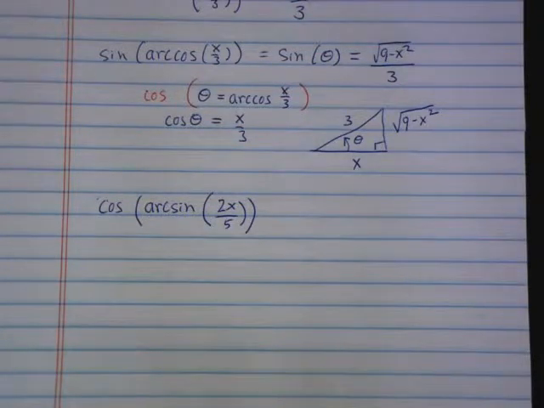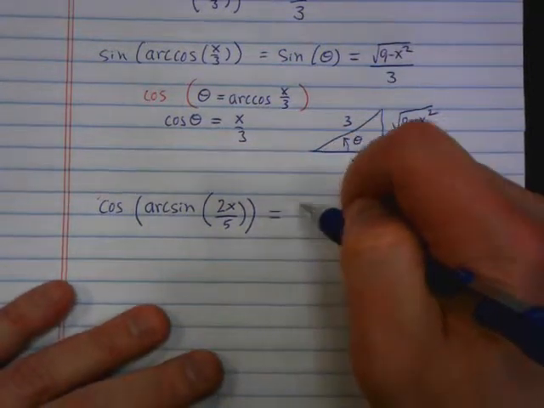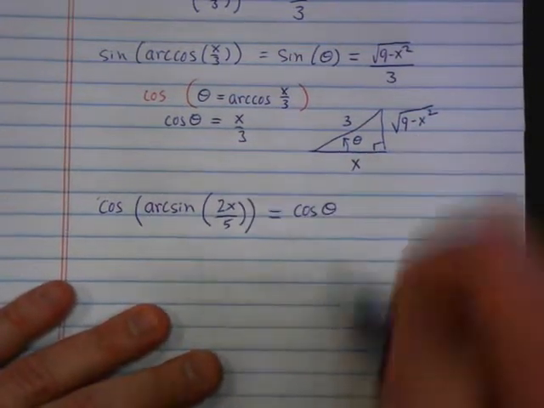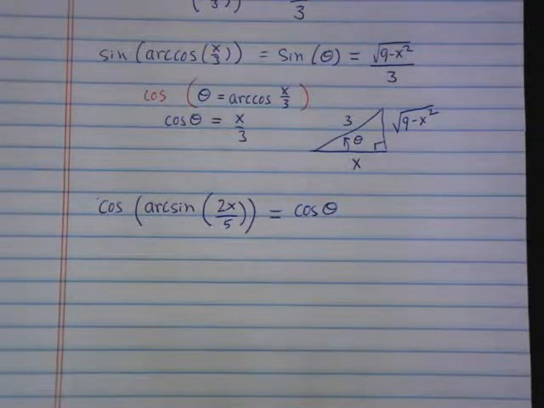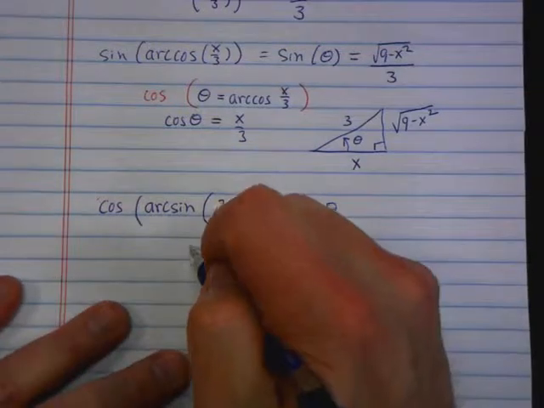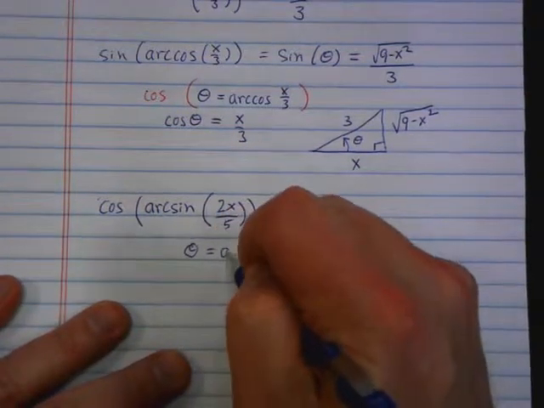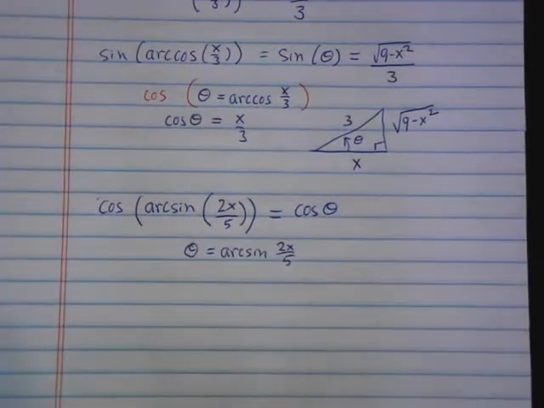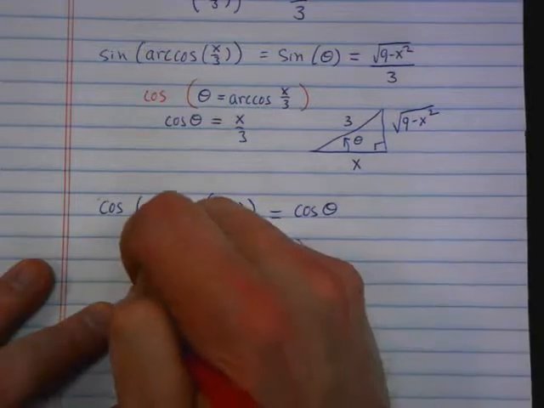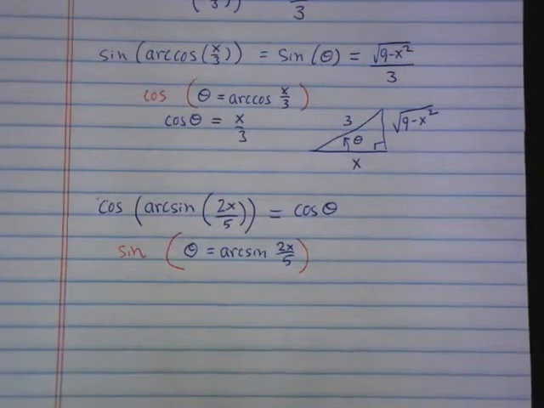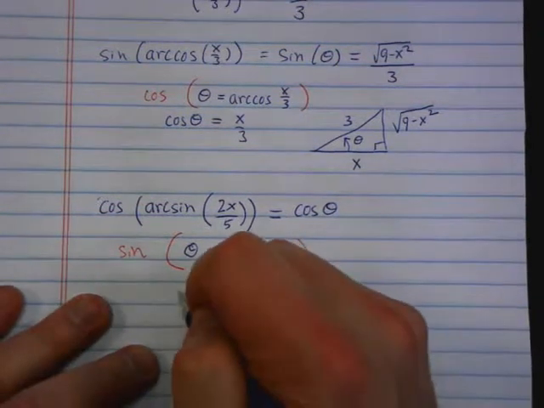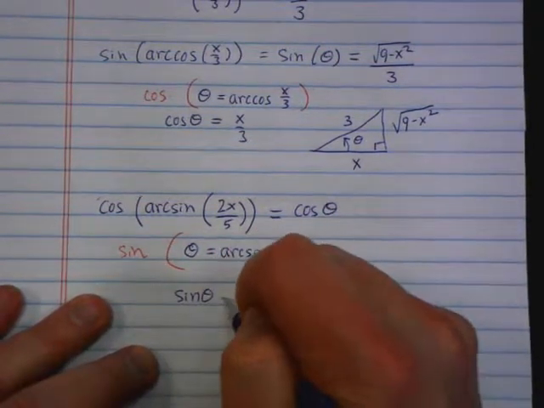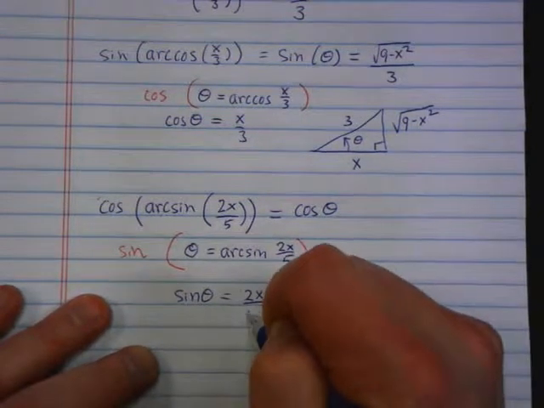All right, so it's the exact same deal. This is cosine of some angle theta. You can call it a theta substitution, if you will. We know that theta is the arc sine of 2x over 5. I'm going to take this equation and apply the sine function on both sides. That'll give me sine of theta is 2x over 5.